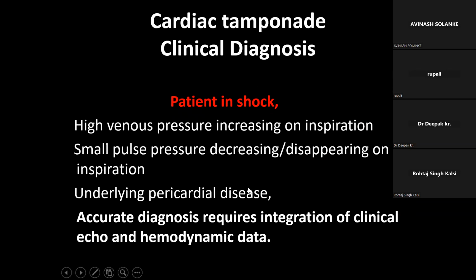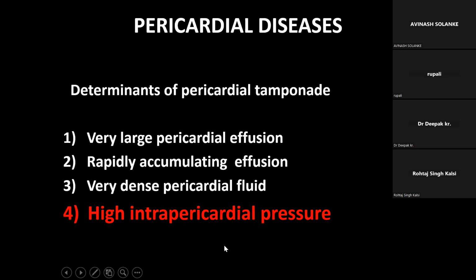Again, back to almost the same thing. We need to have these respiratory changes. Patient is in shock, small pulse pressure, underlying pericardial disease, and we look at an echo to make an accurate diagnosis. And I'm repeating that slide again and again. The determinant of pericardial tamponade is not only the amount of fluid, it is also a large amount of fluid. If it's collecting very rapidly, even a small amount can lead to pericardial tamponade. And very dense pericardial fluid consisting of a lot of proteins inside, like exudate, is also a determinant for pericardial tamponade. And all these lead to very high intracardiac pressures, leading to compression of RA and RV and, in some very rare cases, LV, leading to pericardial tamponade.